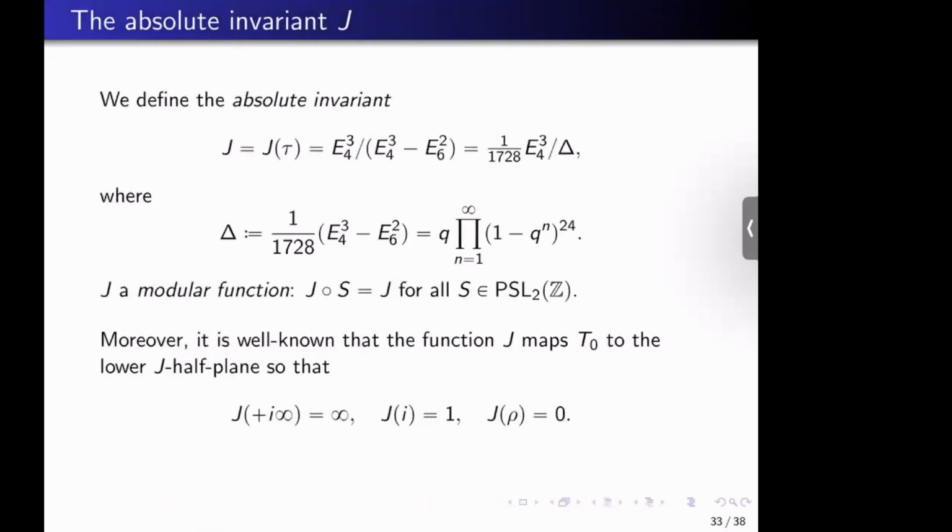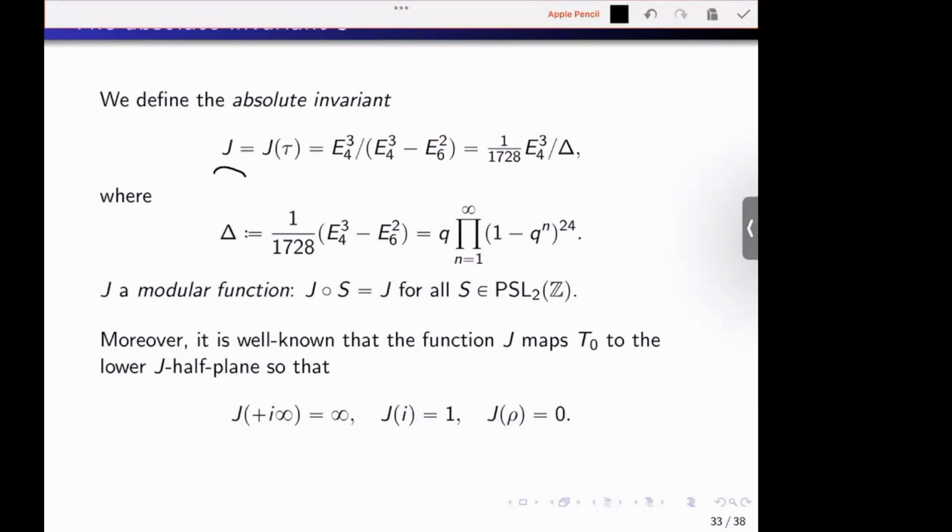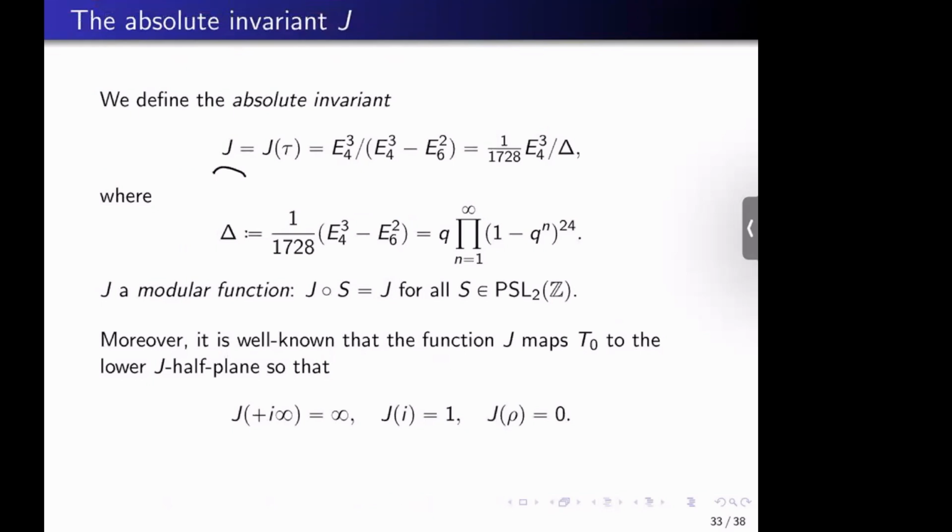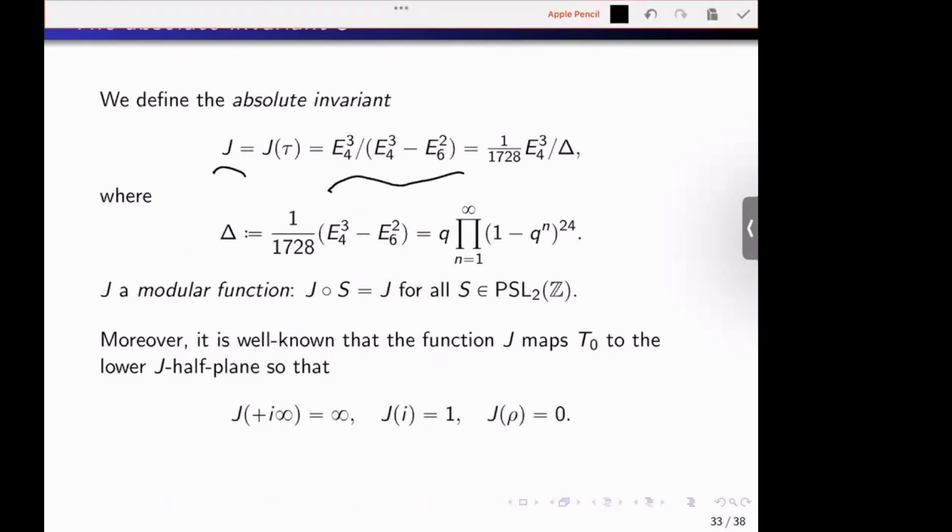So this function J that maps my fundamental region to the upper half plane is also explicitly known. It's the so-called absolute invariant, and it can be expressed explicitly in terms of Eisenstein series.